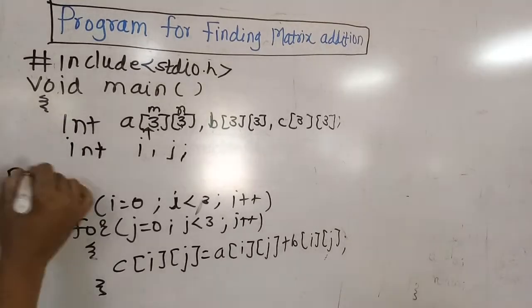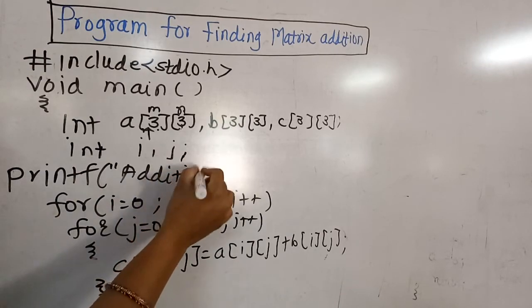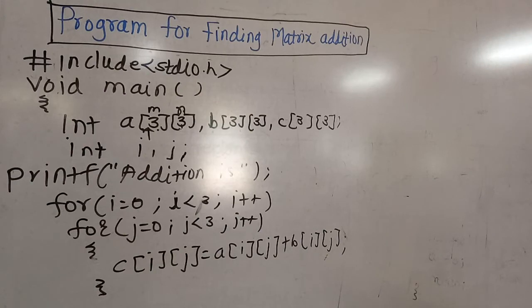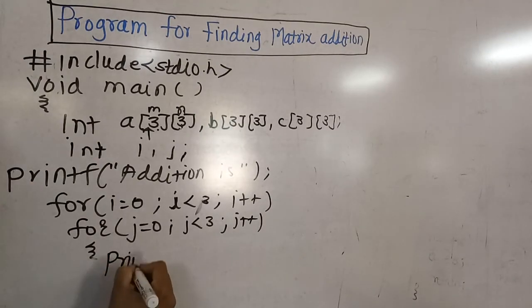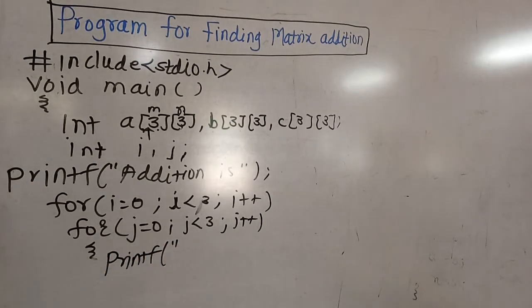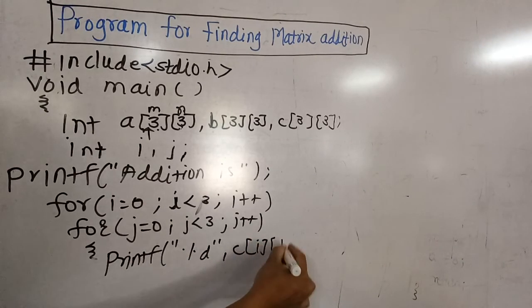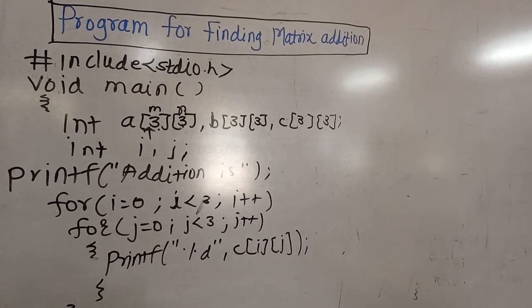We have to write printf addition is, and now what we have to do? Again for printing the same, we have to use the for loops and then simply printf percent %d and print the C matrix elements, that is C of ij, and it is the completion of the main function.